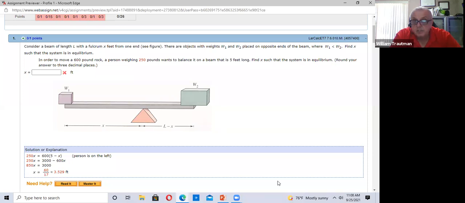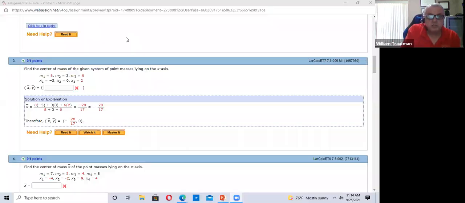All right, let's try another one. Okay, next we'll do number 3 in the homework. Find the center of mass of a given system of point masses lying on the x-axis. So if we just look at a 2-dimensional X and Y, it says the center of mass is somewhere on the x-axis. In other words, the Y center is going to be 0 because it's on the x-axis.